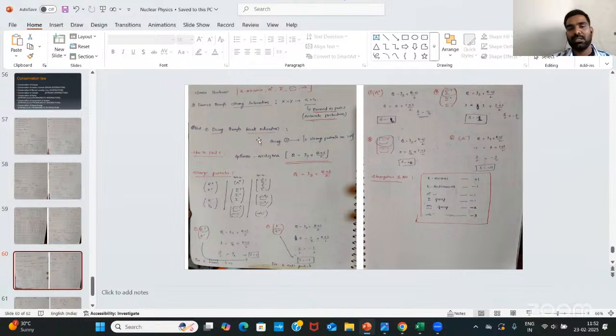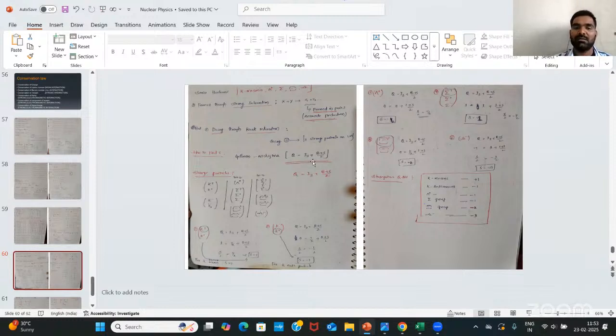But they decay through weak interaction. These are the strange particles. We'll try to find the strangeness value by using this formula.